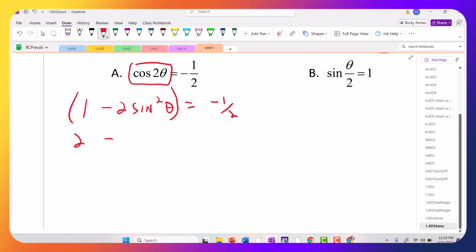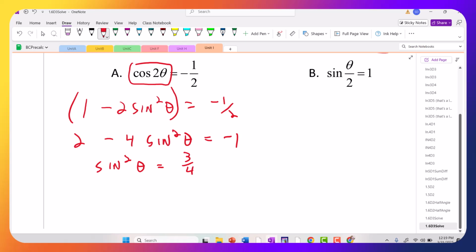Okay, subtract. No, you know what I'm going to do? I'm going to multiply by 2. I'm just going to get rid of that. And then subtract 2 and divide by negative 4. Hopefully you can stick with me. When I subtract 2, that's negative 3, but it's negative 3 over negative 4, which is 3/4.